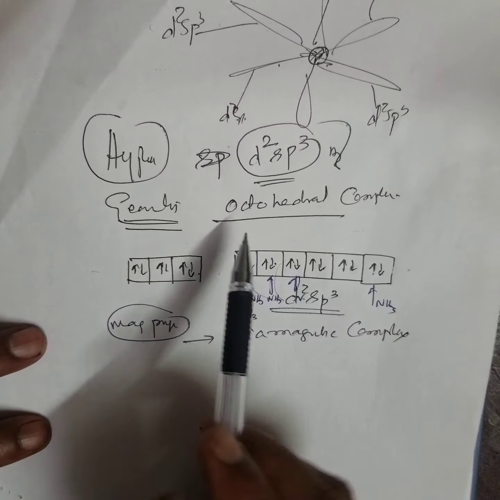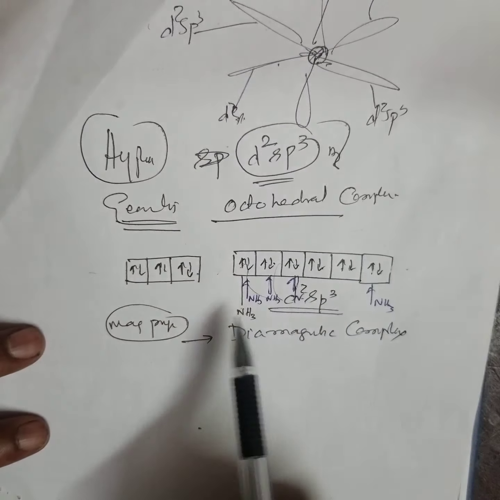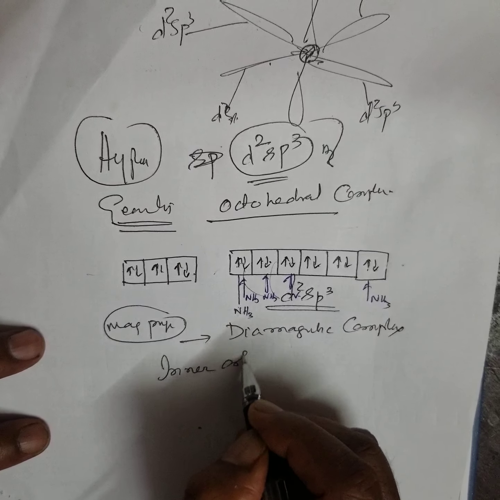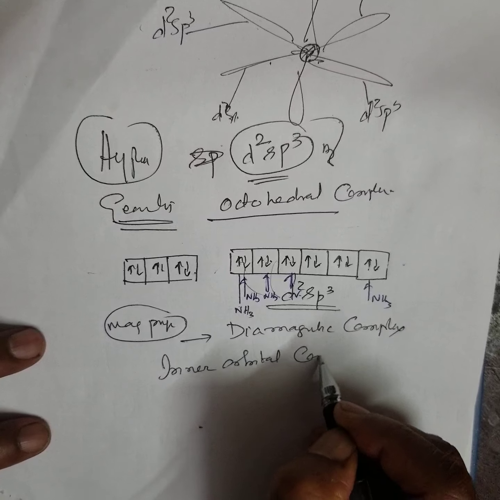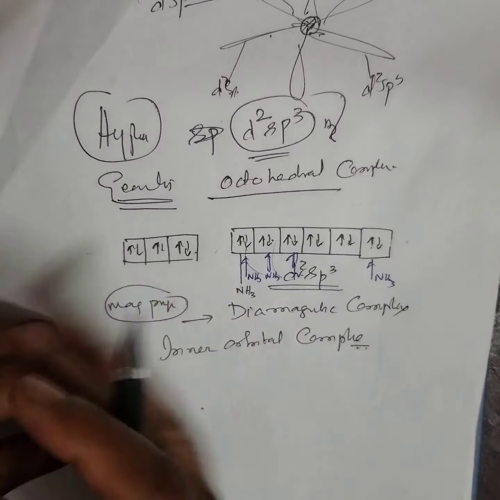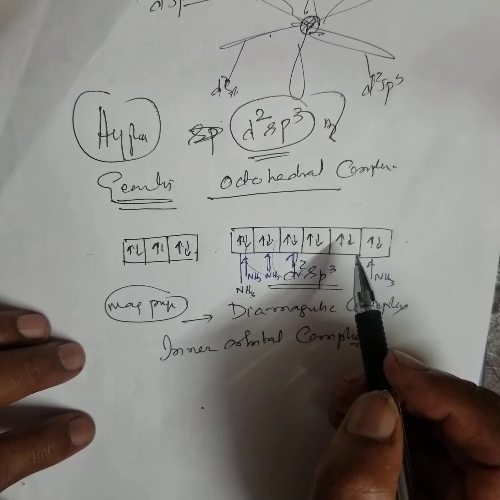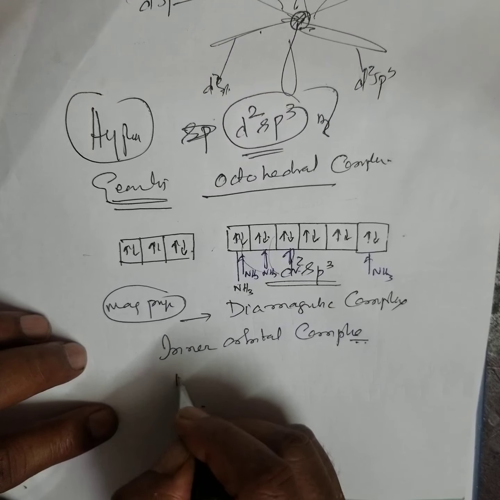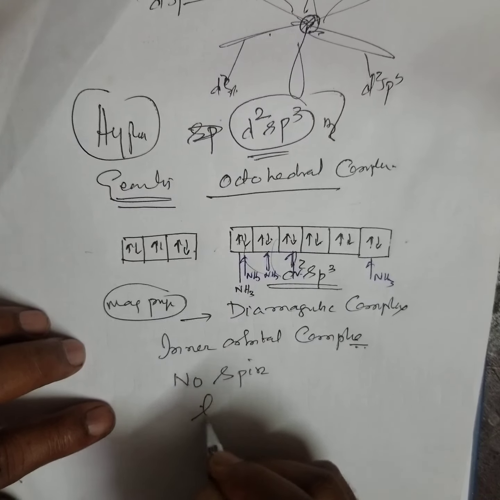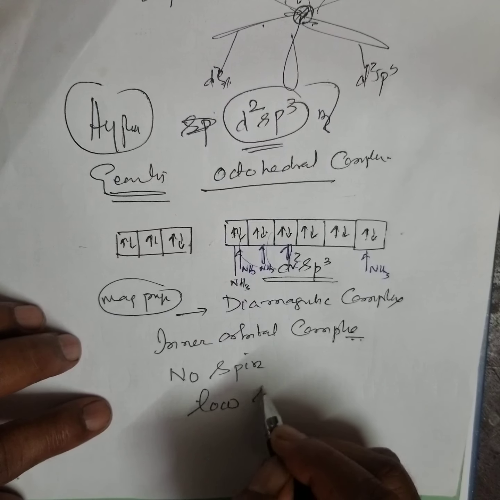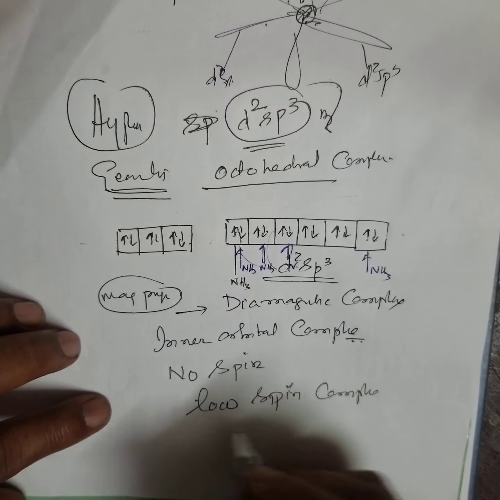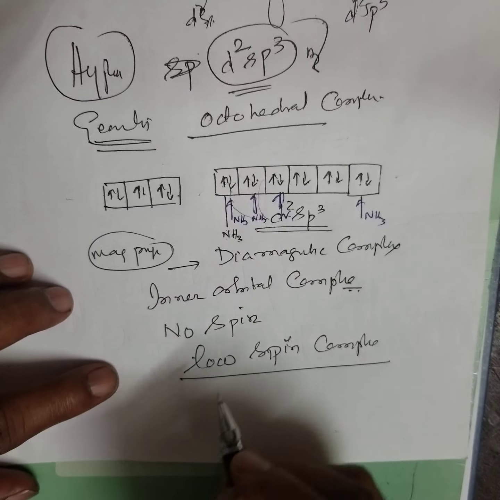Since this hybridization is formed using the inner d orbital, this is called an inner orbital complex. And there is no unpaired electron, there is no spin, or you can call it a low spin complex. It's called a low spin complex or no spin.